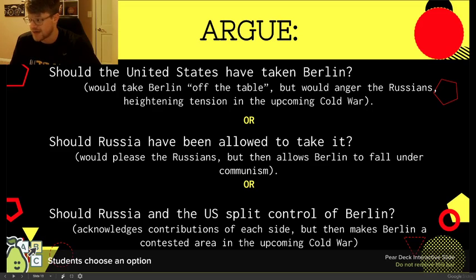It would make the Russians happy, but then you're giving Berlin over to the Russians, and you're going to allow it to fall under communism, at least for the US. And then, should the Allies, again, Britain, France, United States, should Russia and the US split control of Berlin? So you acknowledge the contributions of each side, but then you make Berlin a contested area in the upcoming Cold War. And we'll actually talk about what option really gets gone for here.